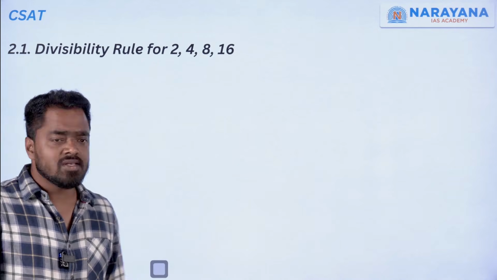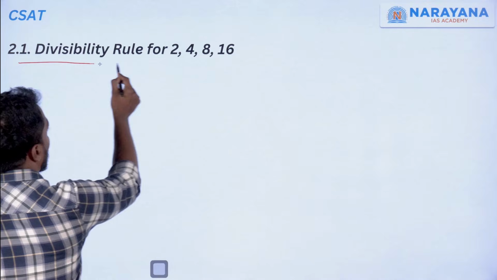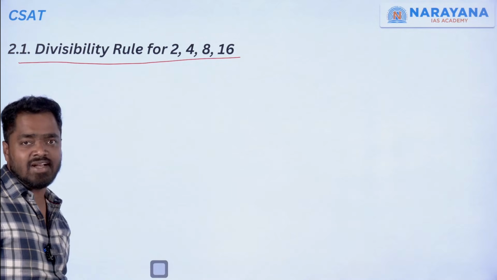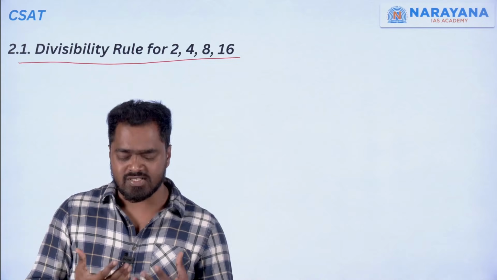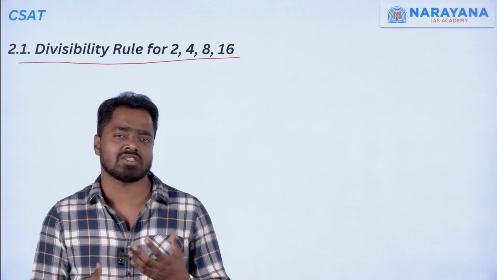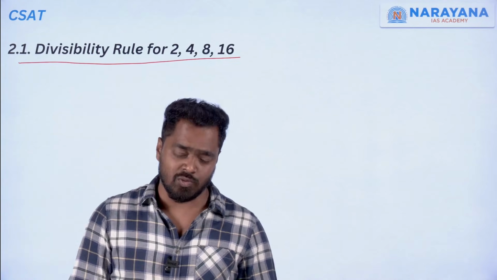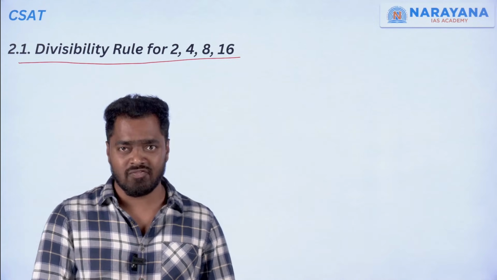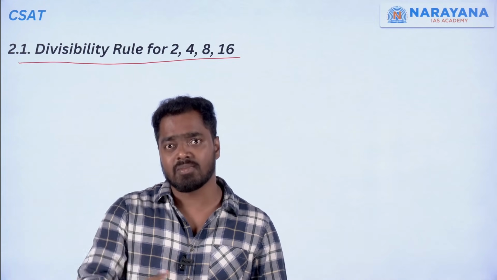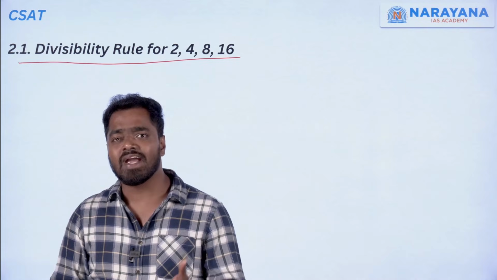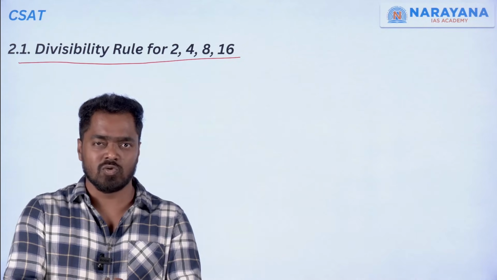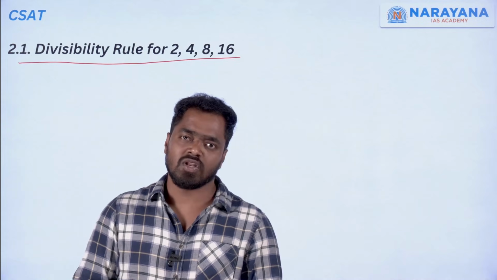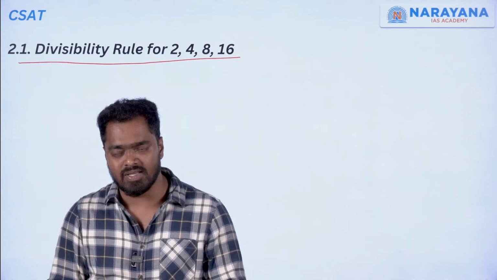Now the first one is the divisibility rule of 2, 4, 8 and 16. If I give you any number, suppose a number of 6 or 7 digits, and I ask you whether that number is divisible by 4 or not, or whether it is divisible by 8 or not, there are some particular divisibility rules you have to apply to know whether that number is divisible by these numbers.